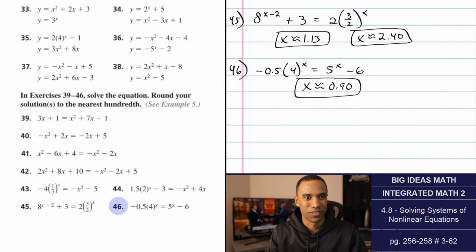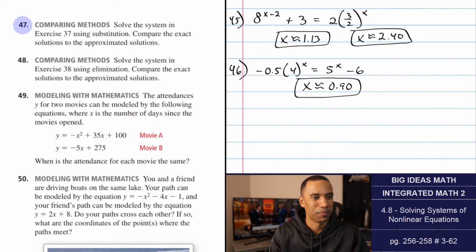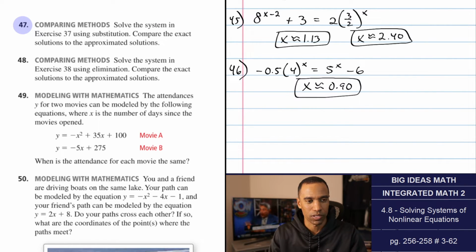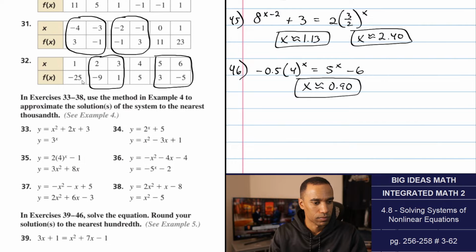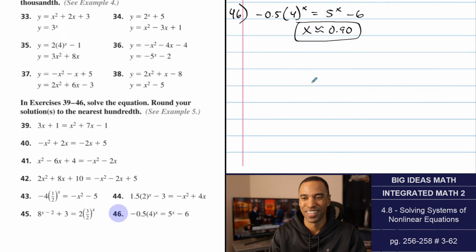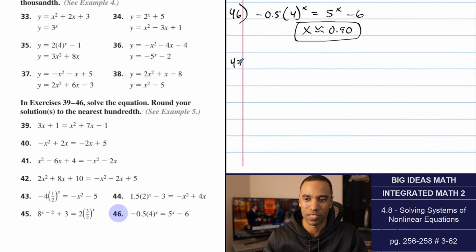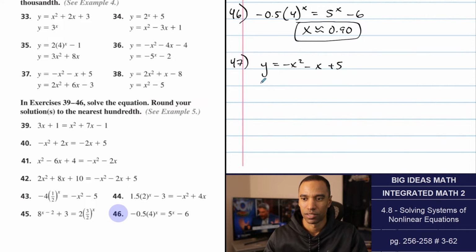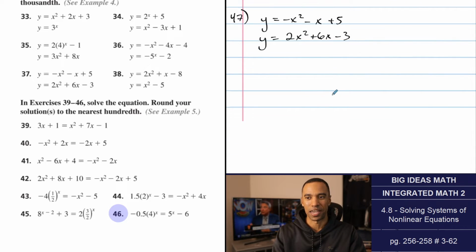Okay, guys, enough fooling around with those. Let's see what else we have in store. Solve the system in exercise 37 using substitution. Compare the exact solutions to the approximated solutions. I'd rather do that. All right, so number 47, we take number 37, and they say solve using substitution, which is interesting because I actually used elimination to get the x's by themselves at the time.